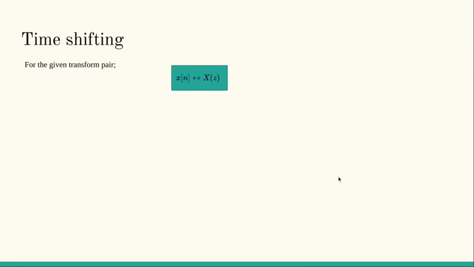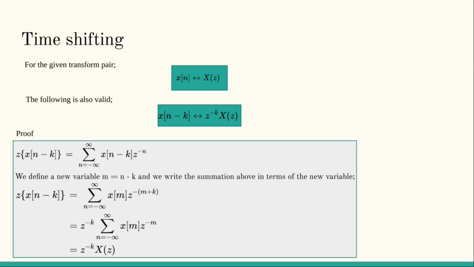Time shifting. For any given transform pair, the following is also valid: any signal x can be time shifted by some constant k. We get the z transform multiplied by z to the power minus k. And the proof is here below.